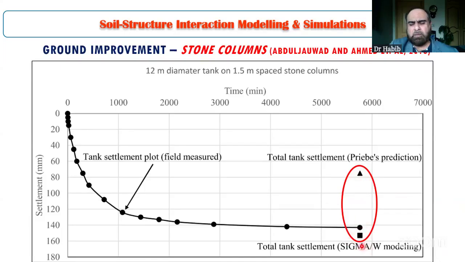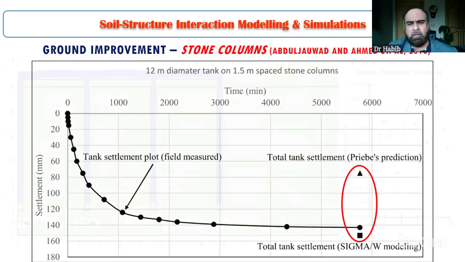And here, this plot is basically the settlement plot for the tank, the full size tank, the prototype structure. And this square is representing the settlement predicted by the finite element based software. In this case, there were thick soft clay layers, so only modeling could provide a number closer to the actual behavior. This further emphasizes the importance of SSI.